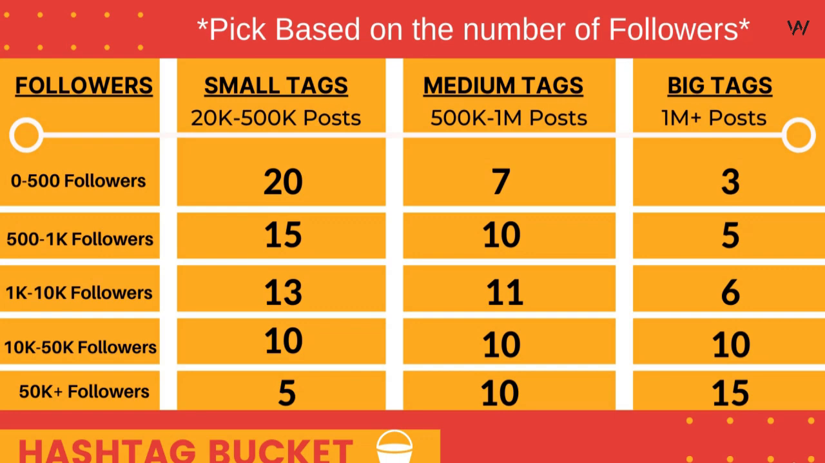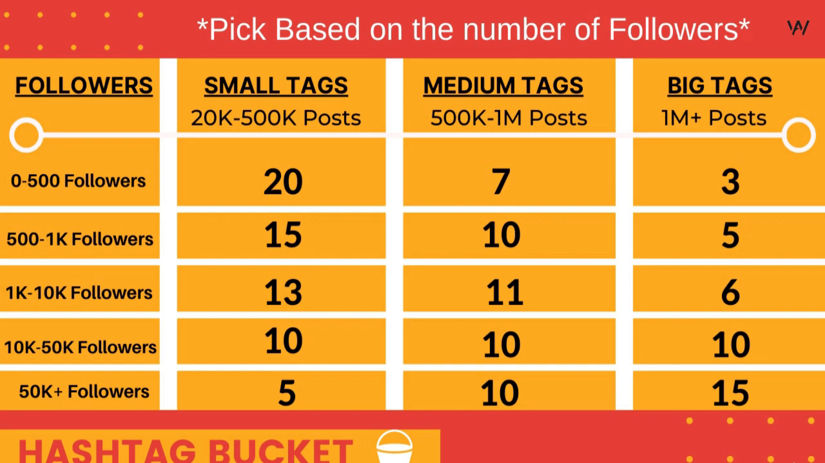If you have 0 to 500 followers, you should use 20 small tags, 7 medium tags and 3 big tags. If you have around 500 to 1000 followers, you'll be using 15 small tags, 10 medium tags and 5 big tags. If you have a follower count between 1000 and 10,000 followers, you should be using 13 small tags, 11 medium tags and 6 big tags. When you have 10,000 to 50,000 followers, you should be using 10 small tags, 10 medium tags and 10 big tags. And lastly, when you have more than 50,000 followers, you should be using 5 small tags, 10 medium tags and 15 big tags.